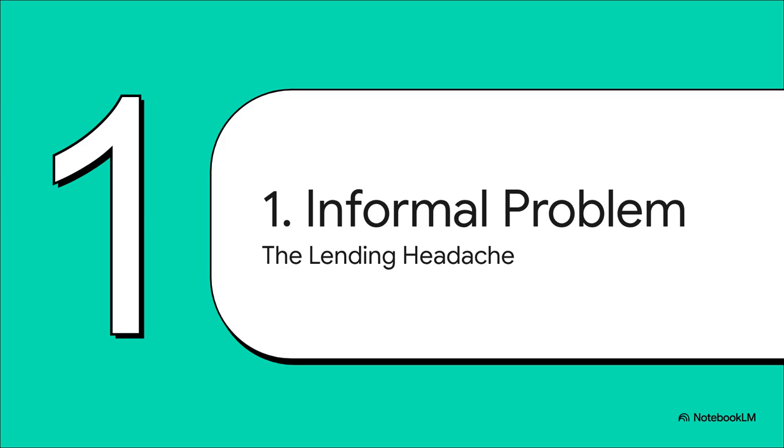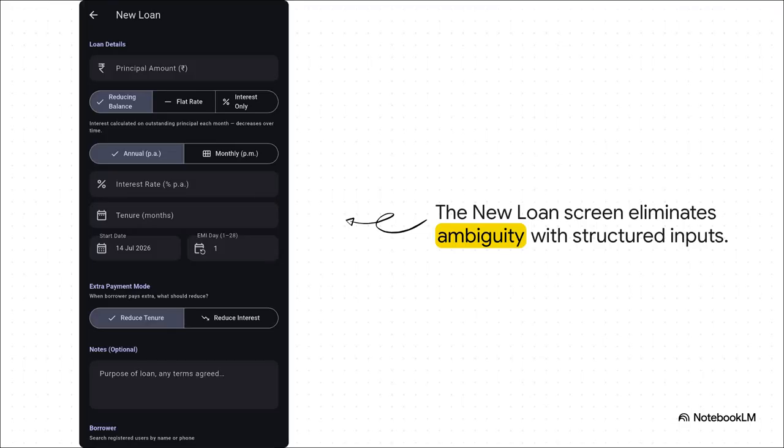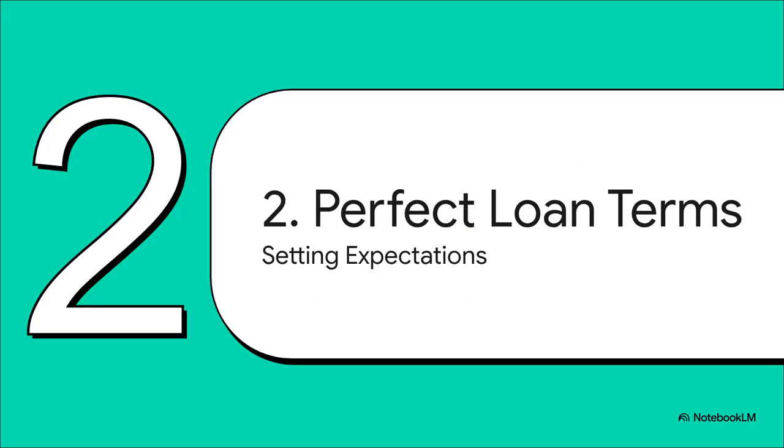The informal lending problem. Every solid deal has to start somewhere, right? Well, here it begins with a super clean interface that requires exact, specific parameters, things like your principal, the tenure, and the start dates. By forcing these structured inputs right at the very beginning, it ensures that both parties are entirely on the same page from day one. No more ambiguity. None. Moving on to Part 2.